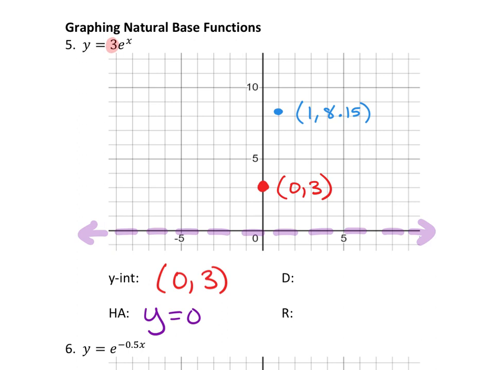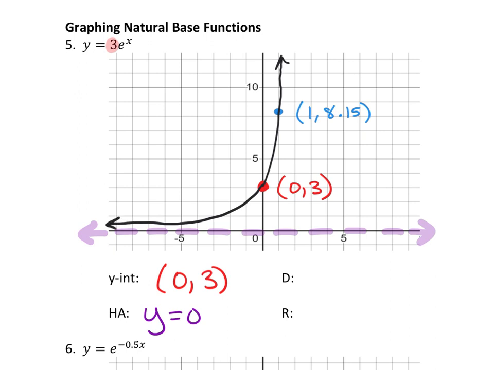I like to start at the y-intercept when I do this. Y'all watch on the screen for a second. I like to go from the y-intercept to the other point because it gives me a very obvious direction to go. Then I go back and do the opposite direction, and I just make sure that I get close to but never touch that horizontal asymptote.